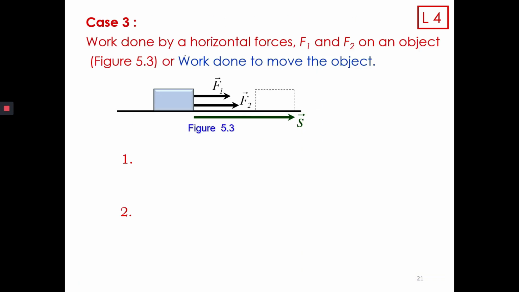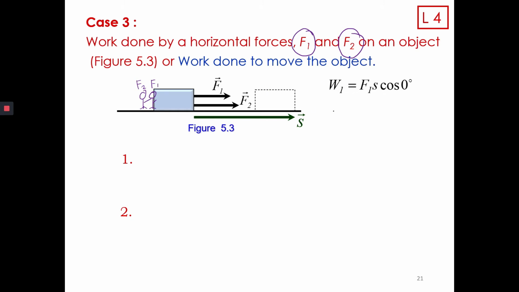Case 3: work done by horizontal forces F1 and F2 on an object, or work done to move the object. For example, you have two persons pushing a box. The first person will exert force 1, and the second person will exert force 2 on the object. Now you have force 1 and force 2 to the right, and the displacement of the object is also to the right. How do we calculate the work done for the whole system?